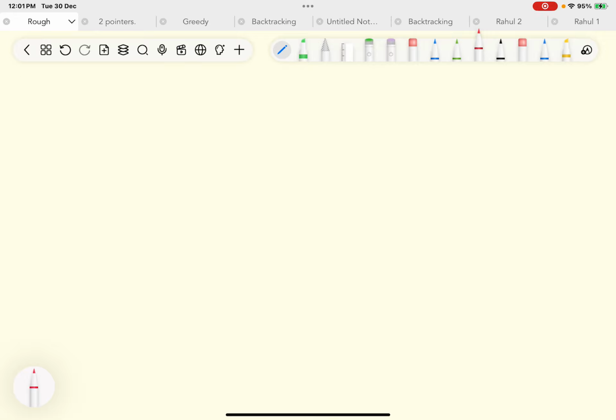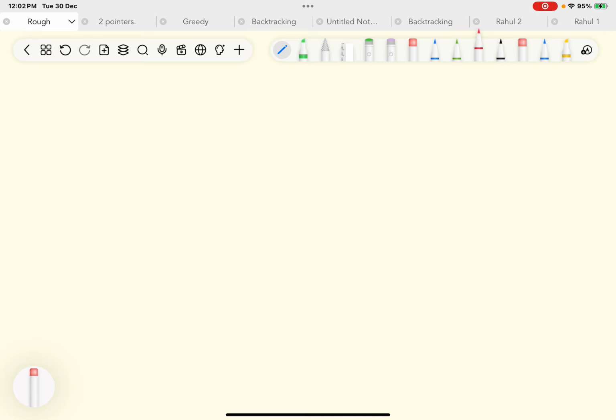Hello everyone, today we are solving another LeetCode problem, that is N-Queens. This is a very standard backtracking problem. So let's see what the problem statement is and how we can approach this problem.